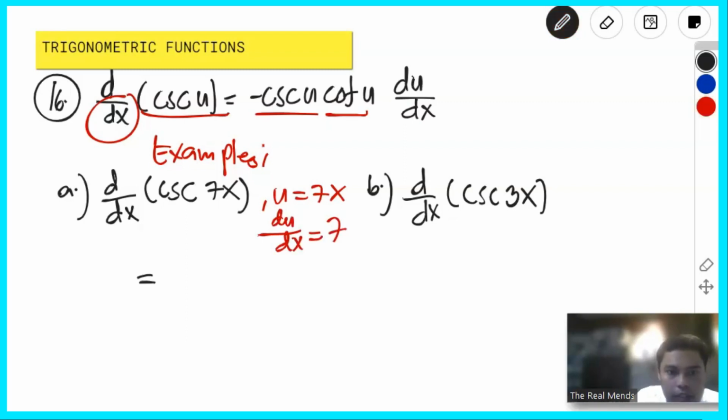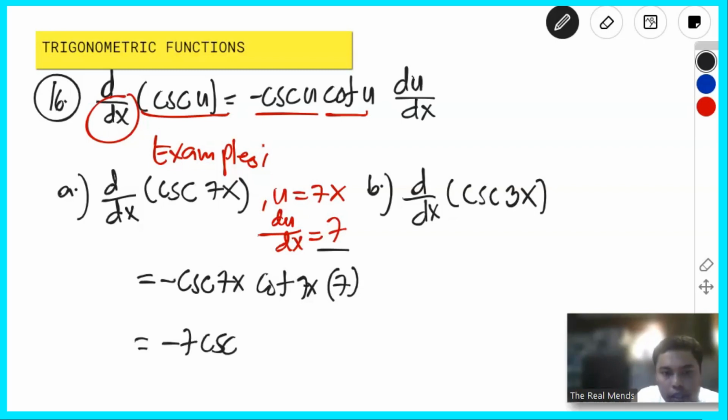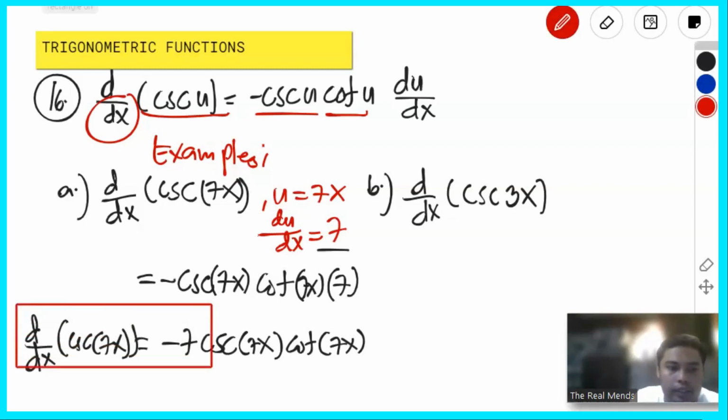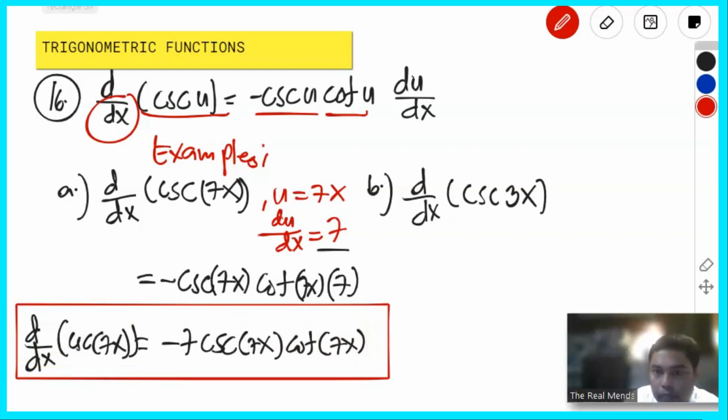Okay, from the formula, we have cosecant of u, so it's negative cosecant of 7x, and then cotangent of u is cotangent of 7x, and then du over dx, that is just 7. Or simply our answer will be negative 7 cosecant of 7x cotangent of 7x. Okay, so that is the answer if we get the derivative of cosecant of 7x.